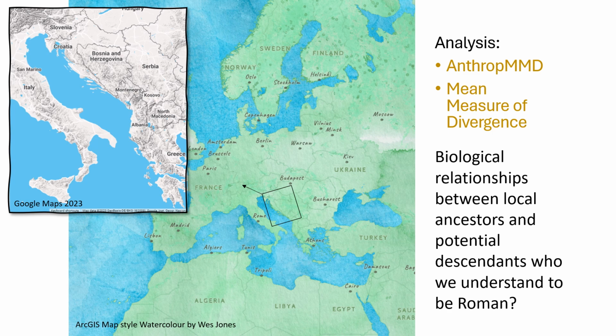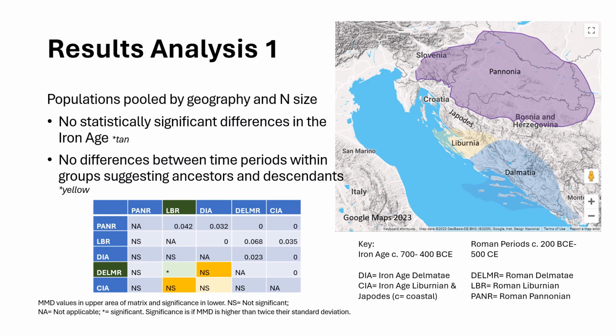I collected dental non-metric data according to ASU DAS, which is the standard protocol, and I also analyzed them using AnthropMMD, an R package. And the statistic this uses is called the mean measure of divergence. The analysis compares 5 populations, 2 during the Iron Age and 3 during the Roman period. And I present some of the numeric output here, which is what I use.